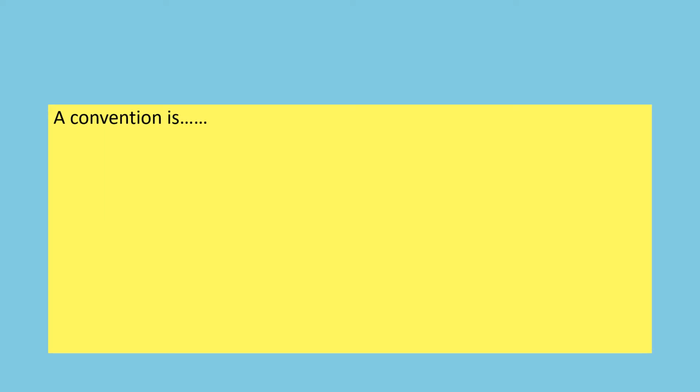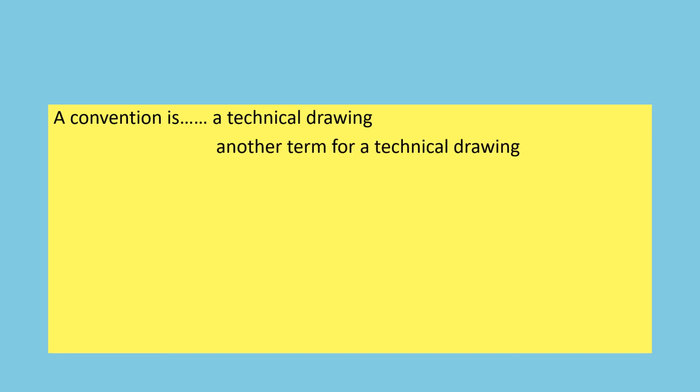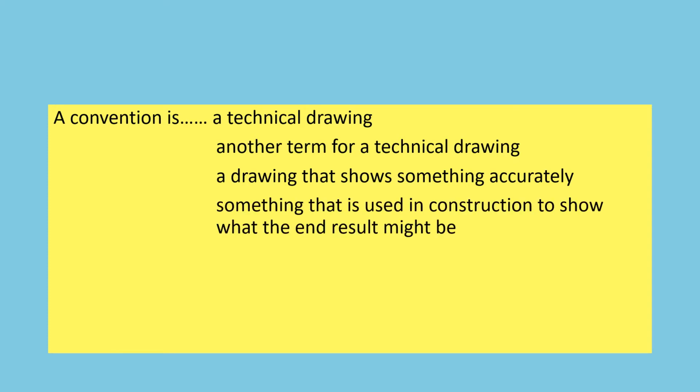So a convention is a technical drawing, because that's what that term means, a technical drawing. A convention is another term for a technical drawing, so same answer, just a different way of writing it. A convention is a drawing that shows something accurately. A convention is something that is used in construction to show what the end result might be. So again, those are just some possibilities. If you didn't get an answer because you weren't too sure, you're welcome to copy one of these down into your books.